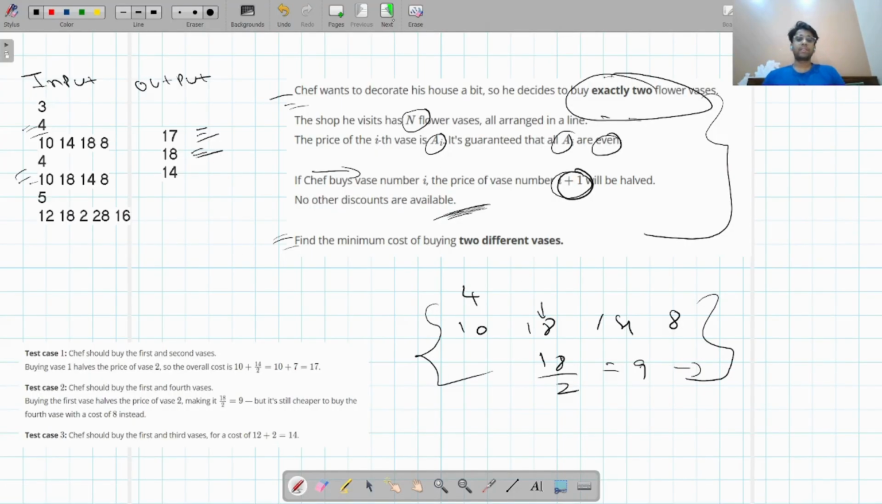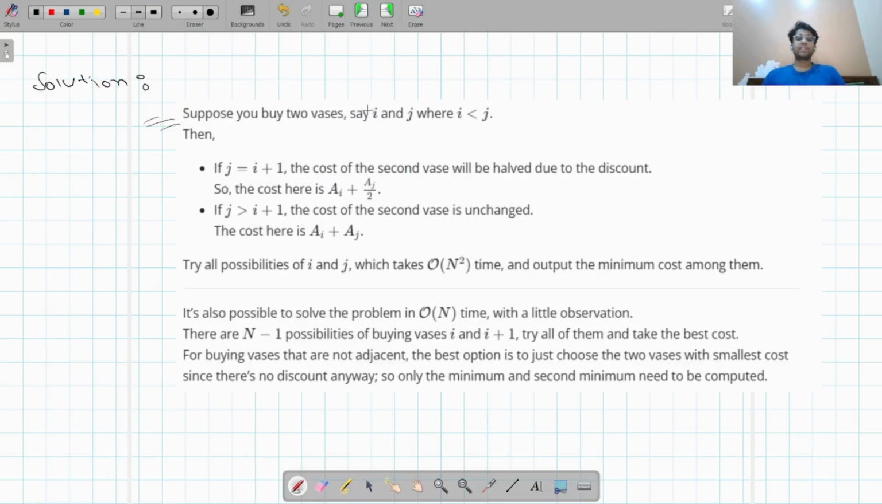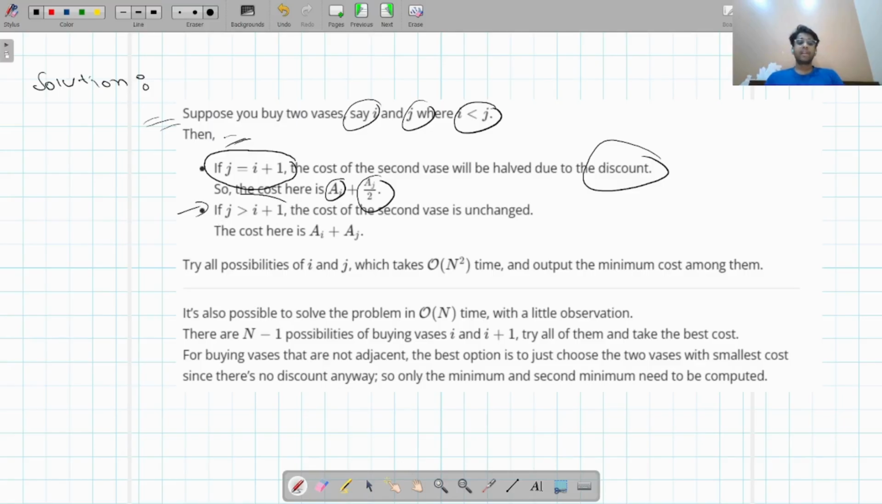Now let's move towards the simple solution. Suppose you buy two vases, say i and j, where i is less than j. If j equals i+1, the cost of the second vase will be half due to the discount, so the cost here is A[i] + A[j]/2. If j is greater than i+1, the cost of the second vase is unchanged, so the cost here is A[i] + A[j]. Try all the possibilities of i and j, which takes O(N squared) time, and output the minimum cost among them.